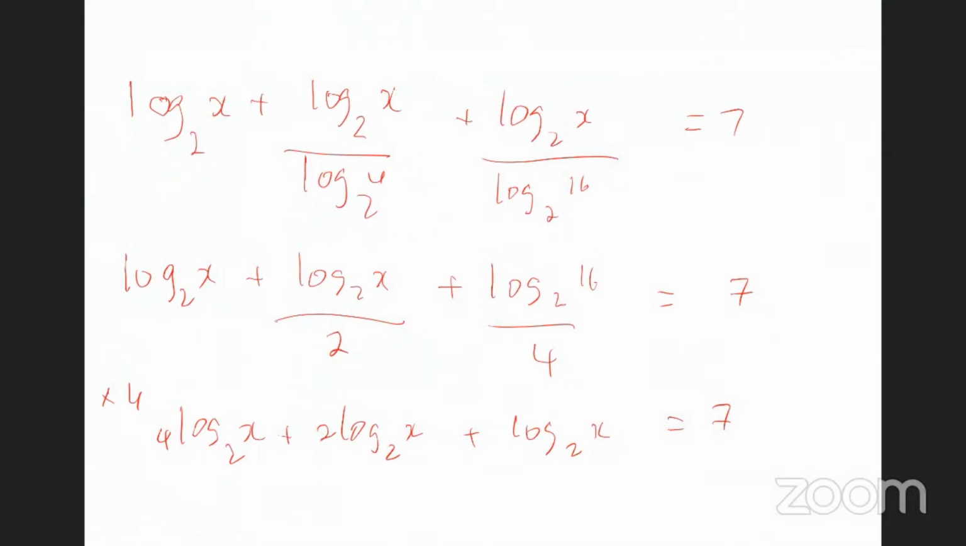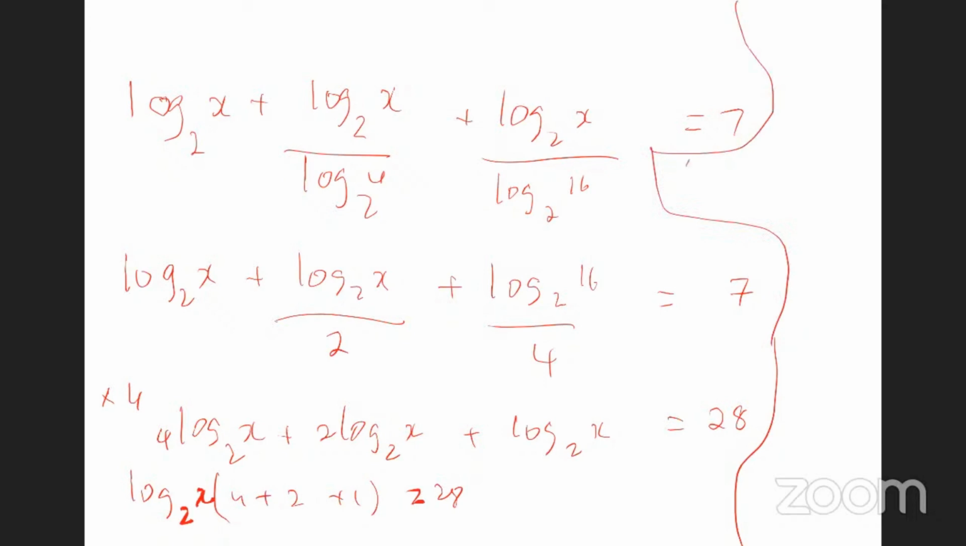What's the next step? Can I factor out log to the base 2 of x? And I will get 4 plus 2 plus 1. Right? And then I could carry it to the other side. So I'll get log to the base 2 of x is equal to 28 over 7. So log to the base 2 of x is 4. And then solve x. That'll be x is equal to 2 to the power of 4, which is 16.